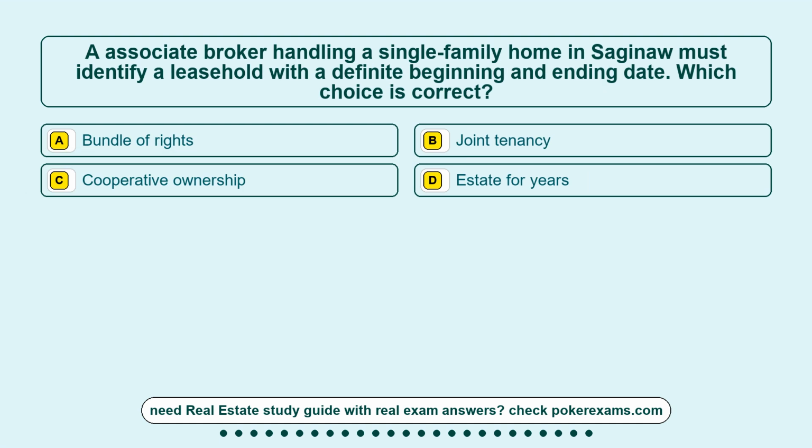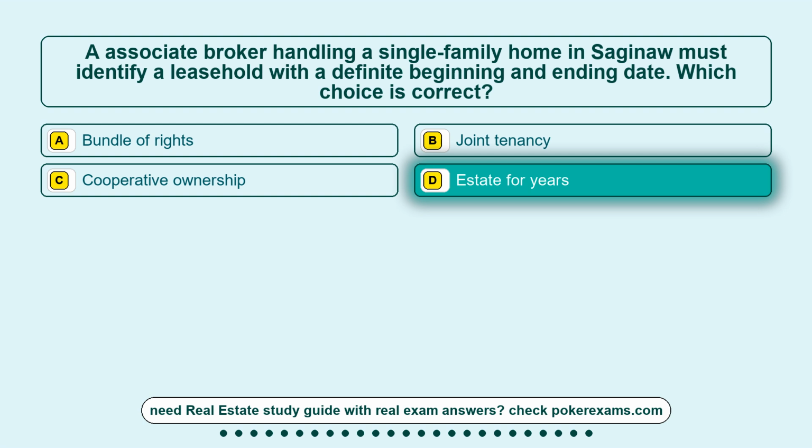Question 21. An associate broker handling a single-family home in Saginaw must identify a leasehold with a definite beginning and ending date. Which choice is correct? Option A, bundle of rights. Option B, joint tenancy. Option C, cooperative ownership. Option D, estate for years. The correct answer is option D, estate for years.